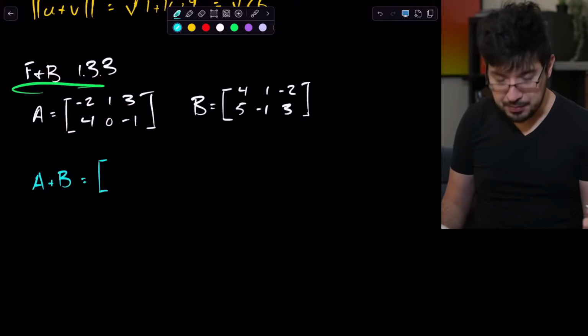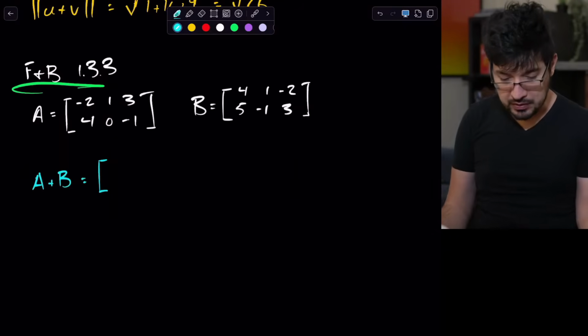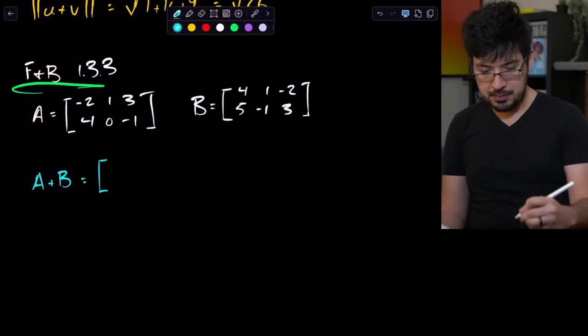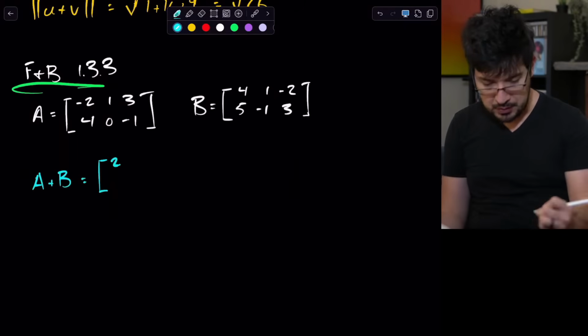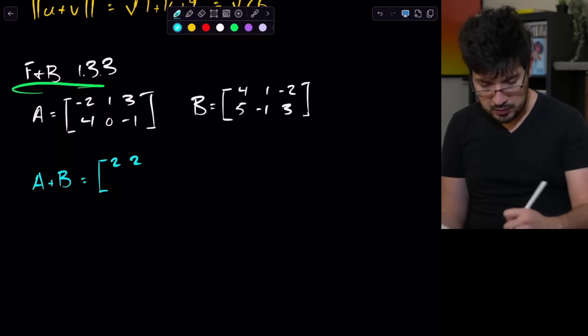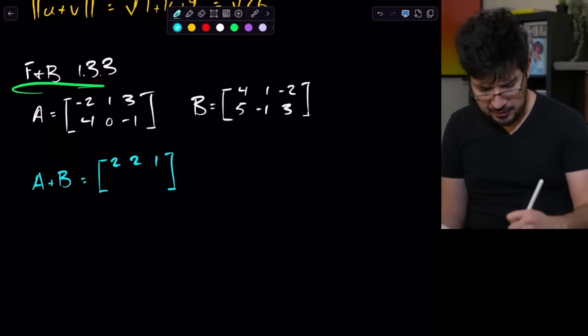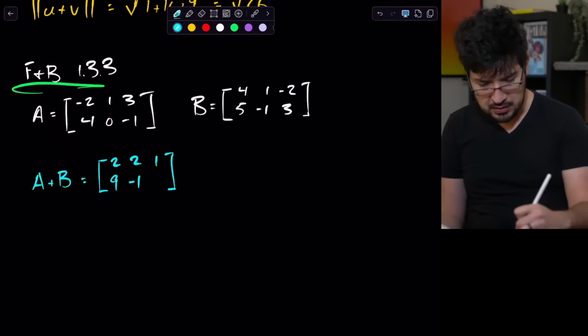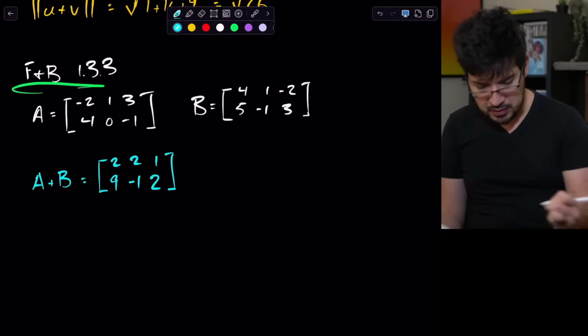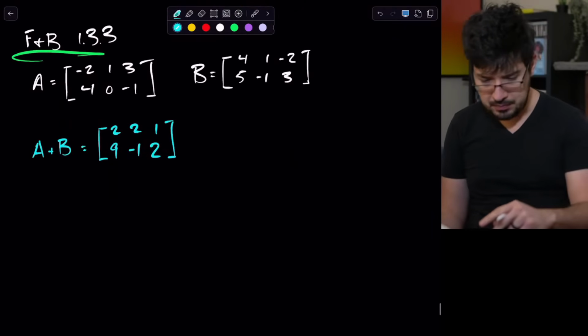Well, you just add component-wise. This is an easy one. -2 plus 4 is 2. 1 plus 1 is 2. 3 plus -2 is 1. 4 plus 5 is 9. 0 plus -1 is -1. And -1 plus 3 is 2. We're done.